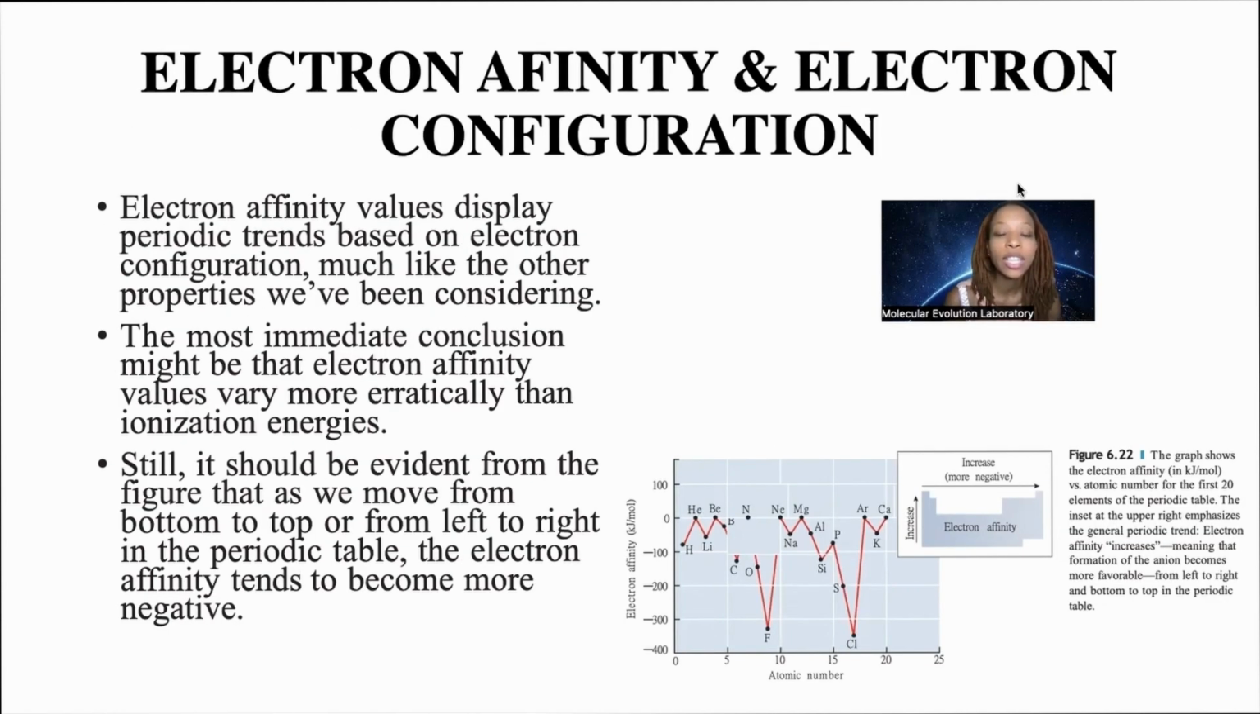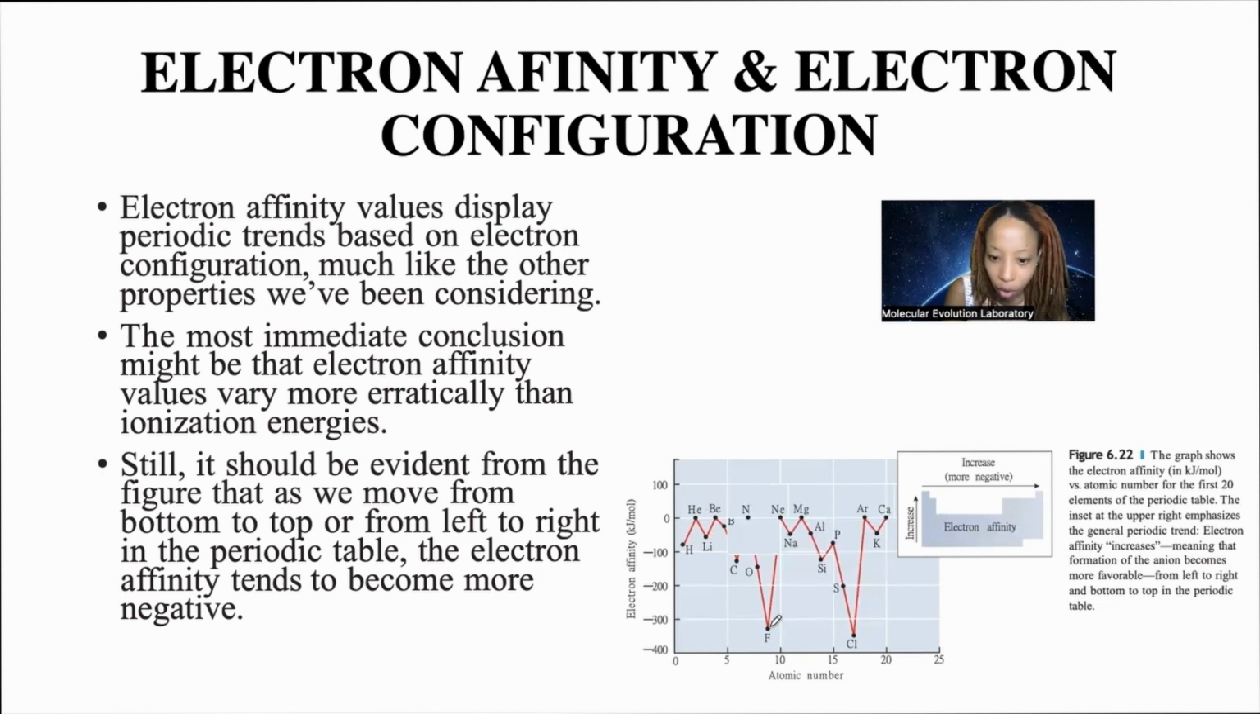Electron affinity values display periodic trends based on electron configuration, but like the other properties, the most immediate conclusion might be that electron affinity values vary more erratically than ionization energies. It should be evident from the figure that as we move from bottom to top or from left to right in the periodic table, the electron affinity tends to become more negative.